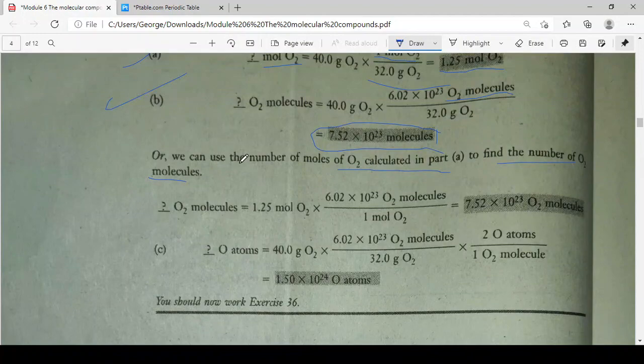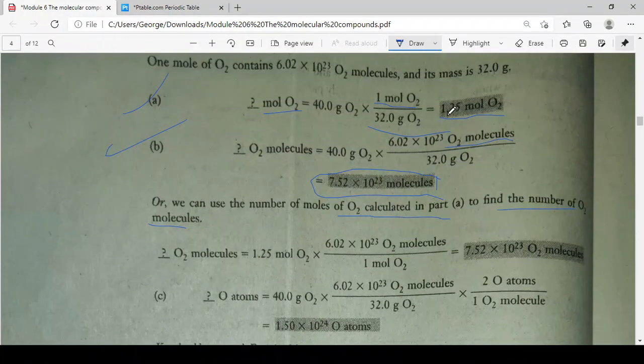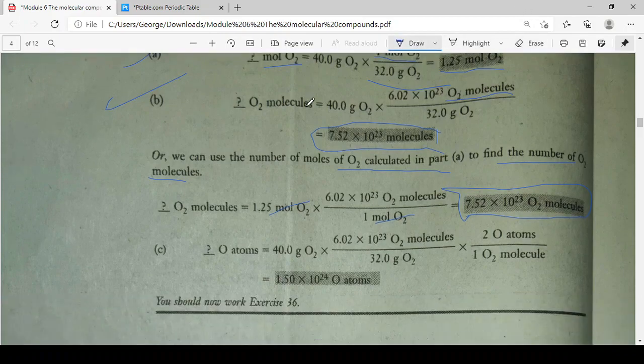First, you have your O2 molecules. Our O2 molecules, kids, we have the answer already, 1.25. Simple lang kids, you just multiply it by Avogadro's number over 1 mole of your O2. This is just to cancel out the units, and you will now have your 7.52 times 10 raised to the power of 23 O2 molecules. This is an alternative if you do not want to use letter B solution 1. But any of this will do if you are finding your O2 molecules.